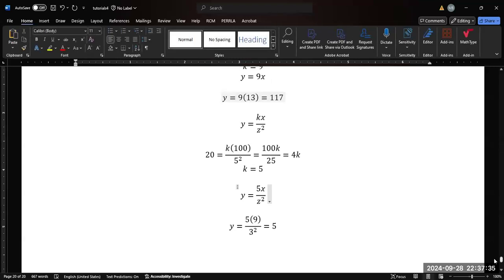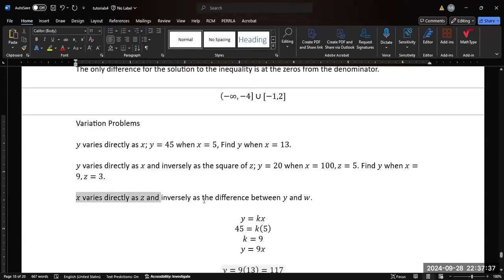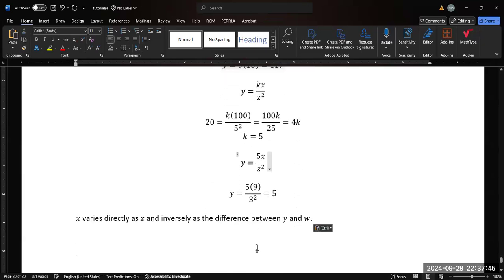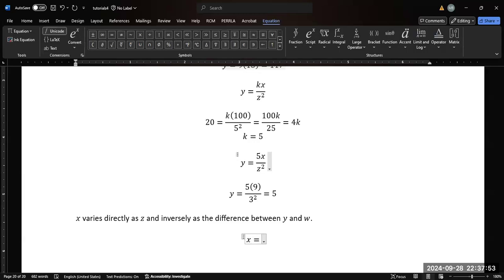Now, the final example, and I'll recopy it so we can stare at it a little bit more carefully. Now, this one is not a full problem. It's just a set up the equation kind of thing. We have x varies directly as z and inversely as the difference between y and w. Now, whenever you see sum or difference or something like that, they mean for you to do that operation first and then do the inverse part.